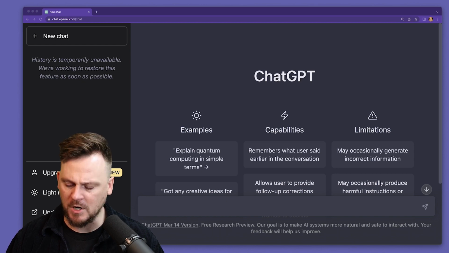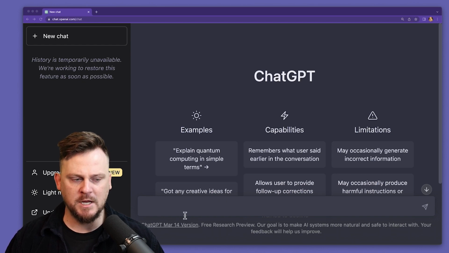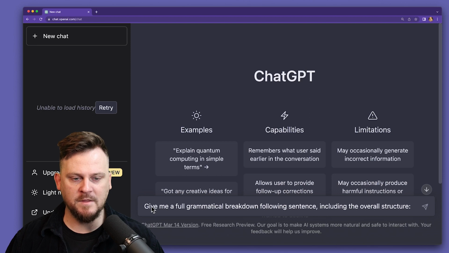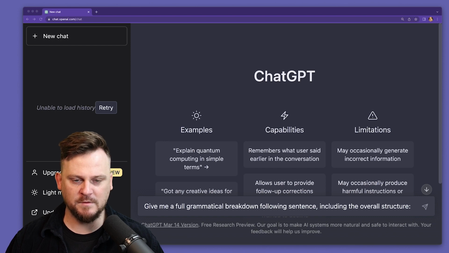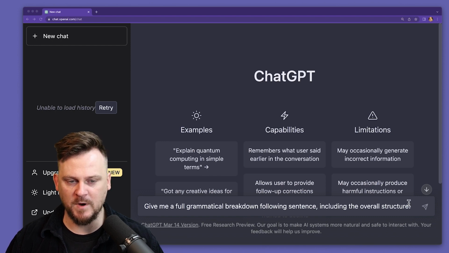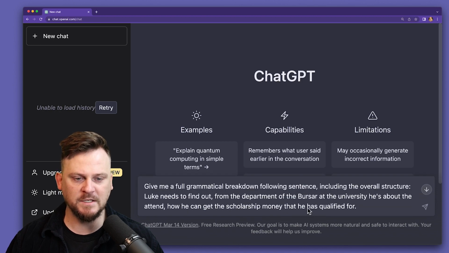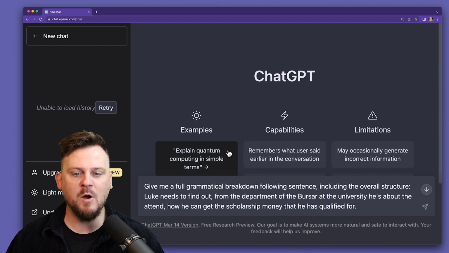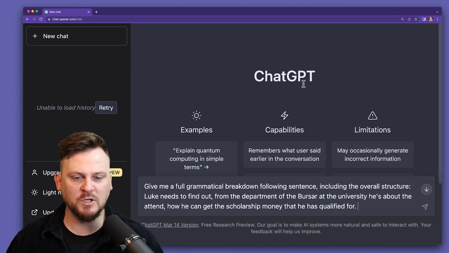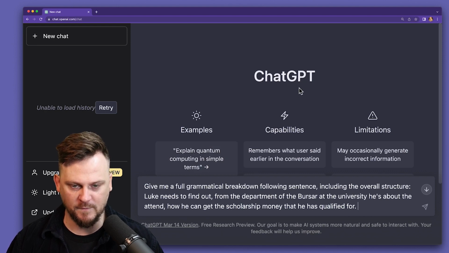So I'm going to copy this prompt here, and then I'm going to copy in a sentence. And the sentence, I just pulled it from somewhere, from something else. Anyway, the sentence is, Luke needs to find out, from the department of the bursar at the university he's about to attend, how he can get the scholarship money that he has qualified for.